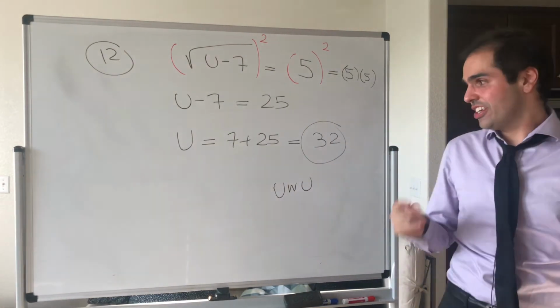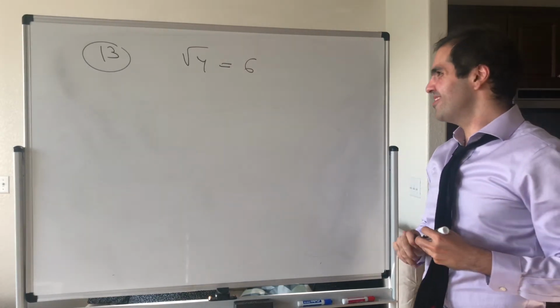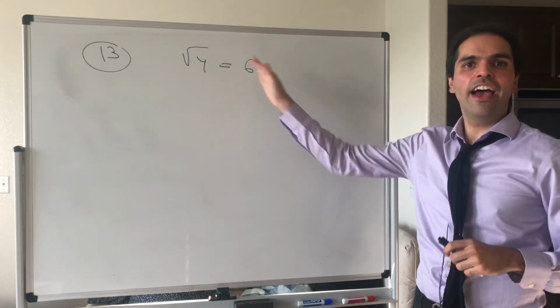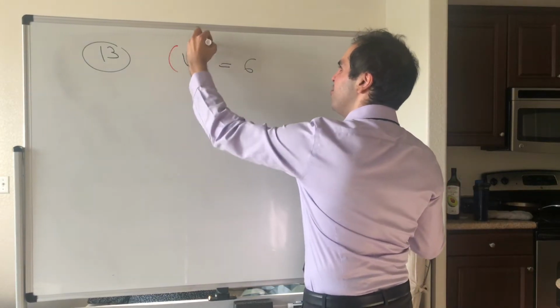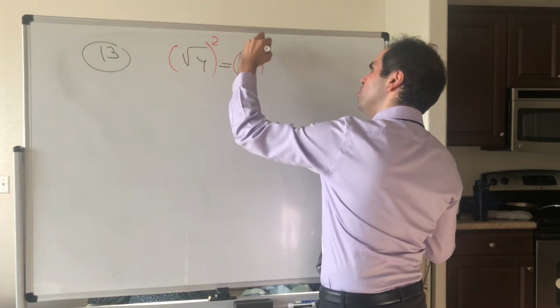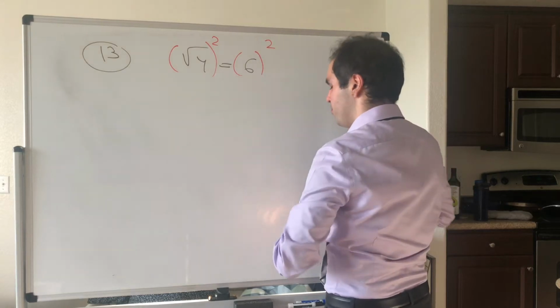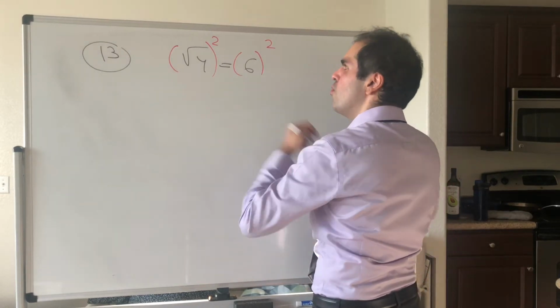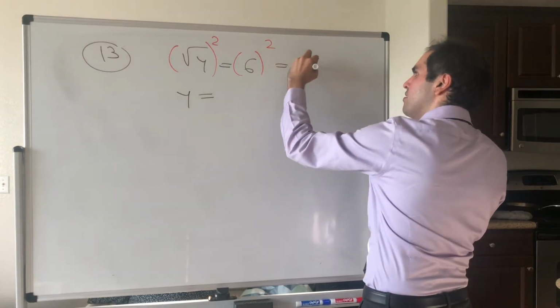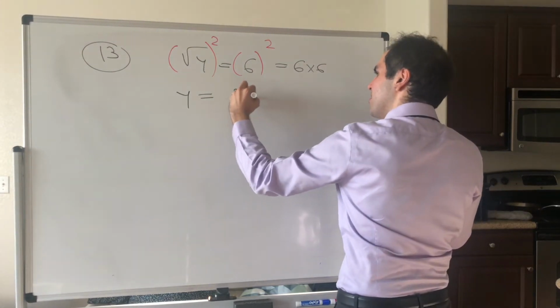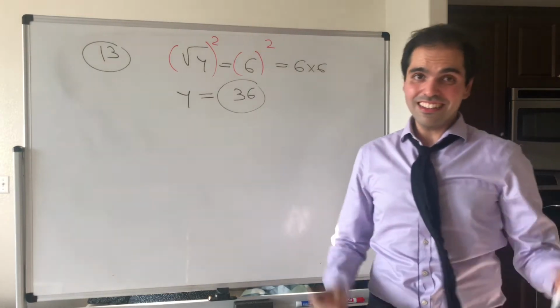All right, next question. One of the easiest questions for today. So solve for y, where square root of y equals 6. Again, same spiel as before. So you're squaring both sides. And then square root of y squared is just y. 6 squared, that's 6 times 6. And that's 36. Very nice. All right, next one.